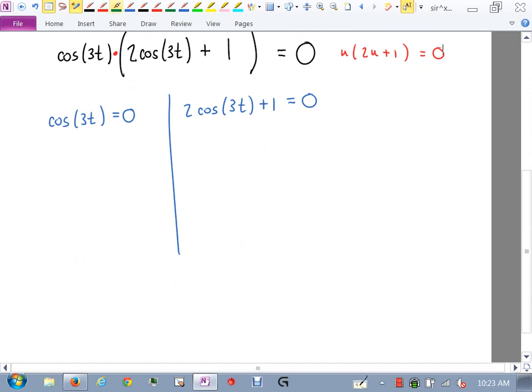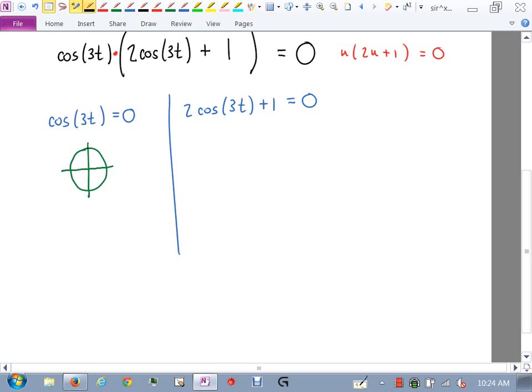Let's get our solutions on this first equation. Cosine 3t is 0. I go to my unit circle now. How is it that I know I can go to my unit circle now? Because I have the trig function isolated, right? Cosine of something is equal to something. I'm at that point, so now I'm ready to go to my unit circle and look at the, what coordinate?